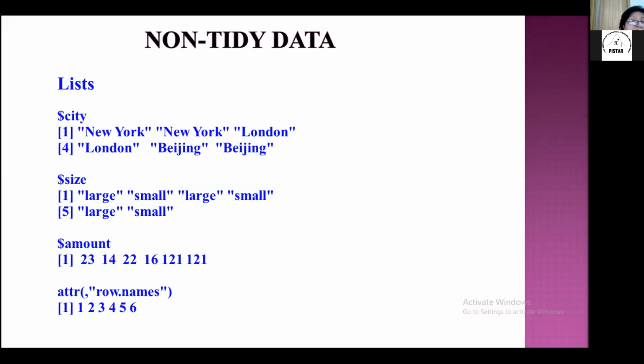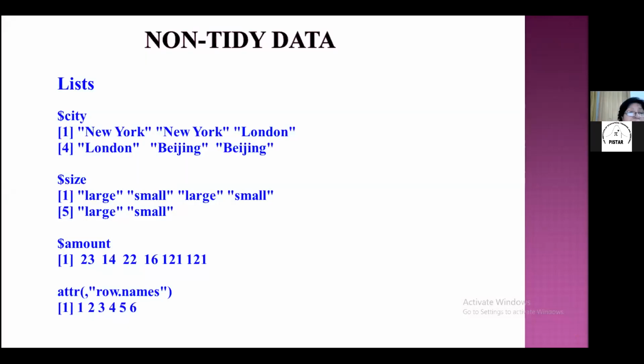What is non-tidy data? Consider this example. We have three lists here. List also is a technical term in tidyverse. So the first list contains these cities, and the second one contains the size of the particle, the pollution that is happening. Either they are large size particles or they are small size particles. And the third list gives you the amount of those particles. And then we can have these 1, 2, 3, 4, 5, 6 as the serial number or whatever.